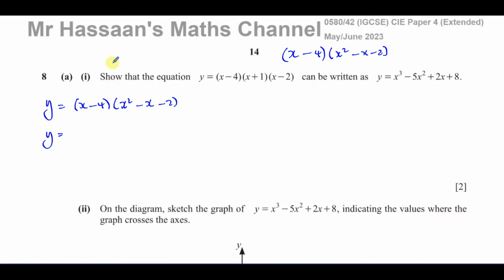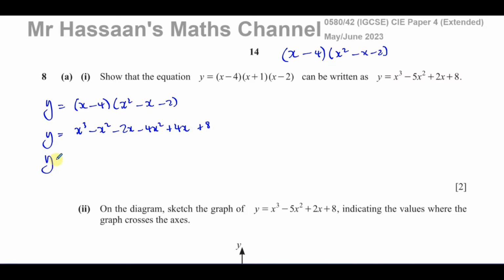Somebody who asked me the question multiplied these two together first. I'll show you that in a minute. I'm going to show you the three ways. So this is x times x squared, which is x cubed. x times minus x is minus x squared. x times minus 2 is minus 2x. When it says show that, and they give you the answer, you have to show the steps very, very clearly. Minus 4 times x squared is minus 4x squared. Minus 4 times minus x is plus 4x. And minus 4 times minus 2 is plus 8.